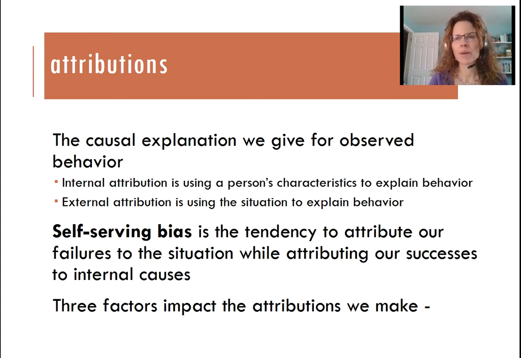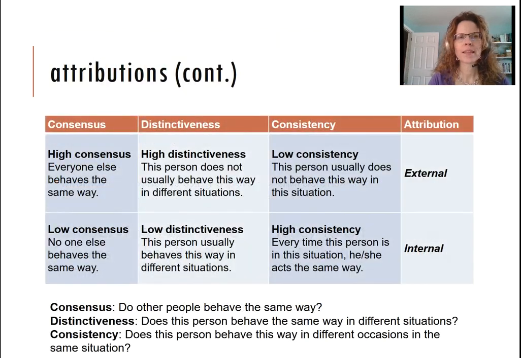So let's talk a little bit more about these attributions. There are 3 factors that influence ultimately whether we decide that a person's behavior should be attributed to them, that's the internal, or to the situation, that's external. And the 3 factors are consensus, distinctiveness, and consistency.